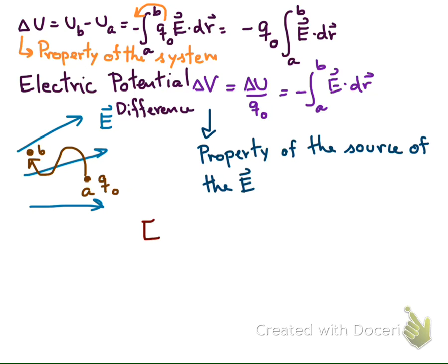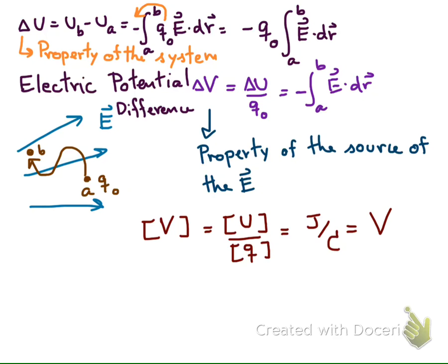The unit of the electric potential is the unit of electric potential energy divided by the unit of the charge. So it is joule per coulomb. We give it a special name because this quantity is very important, and we apply this concept many times when we study electromagnetic theory. We have the name of volt.